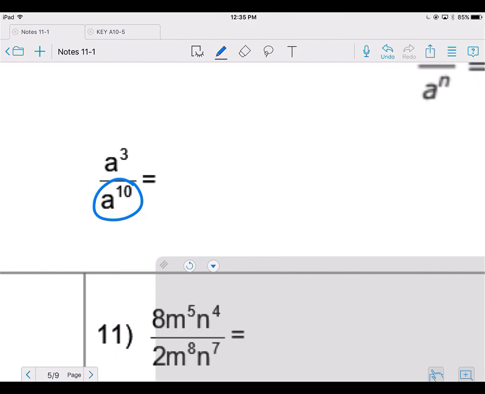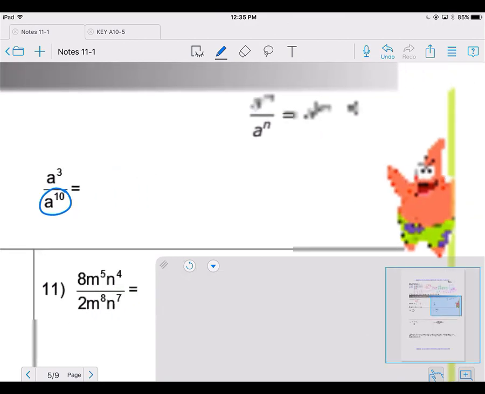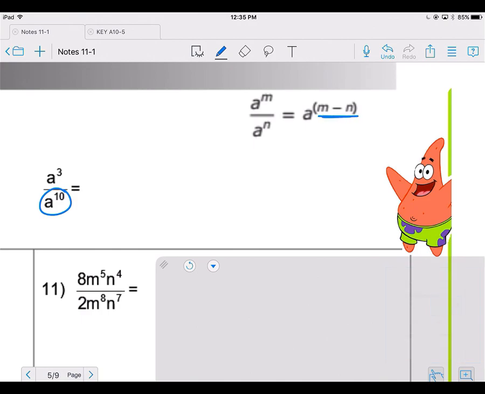Something that will be helpful for you is if you circle the biggest exponent, that's where your answer should end. Now again, we're subtracting our exponents. So 10 minus 3 is 7. It ends on the bottom because that's where I had more a's to start.